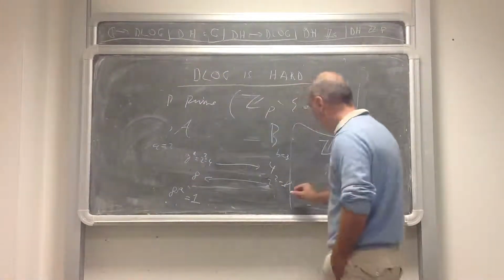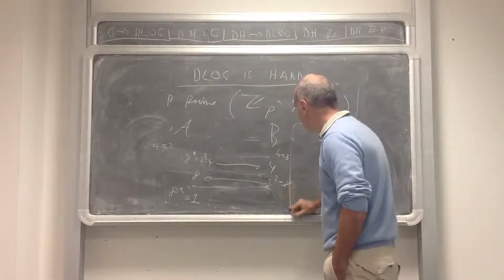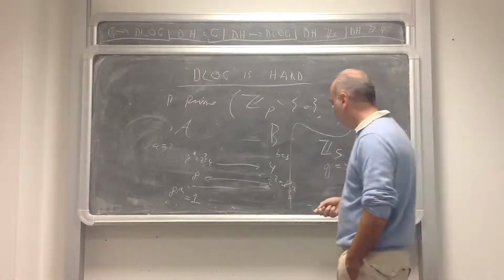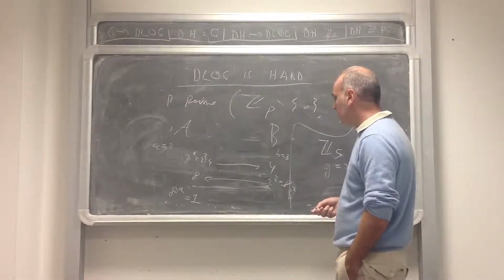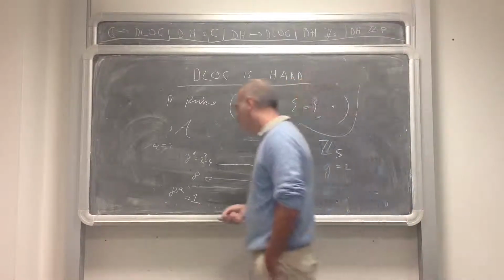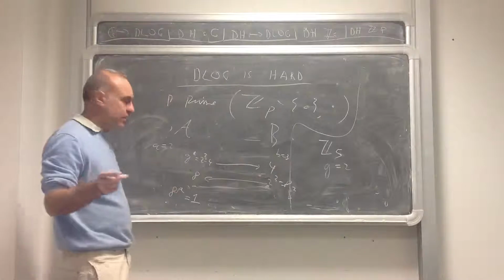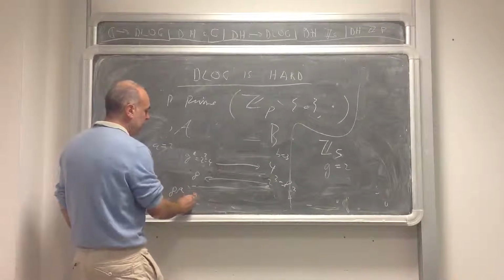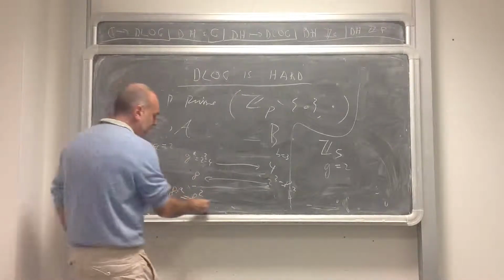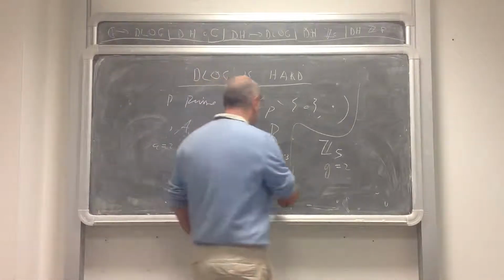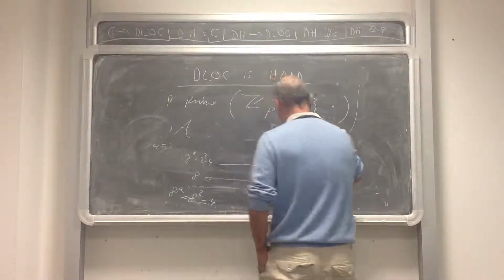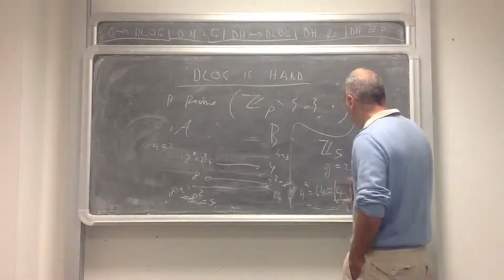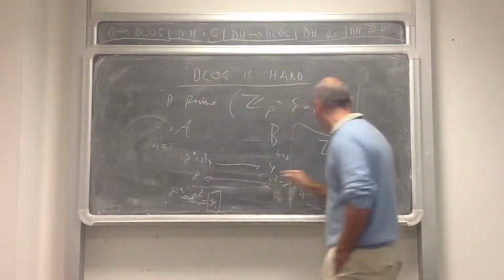Bob got 4, so 4 to 3 is... wait a second, no, I made a mistake. Yes, it's 8 squared, which is 64, and this is 4 modulo 5, and here 4 to 3 is 64, which is again 4. So now Alice and Bob know a common secret, 4.